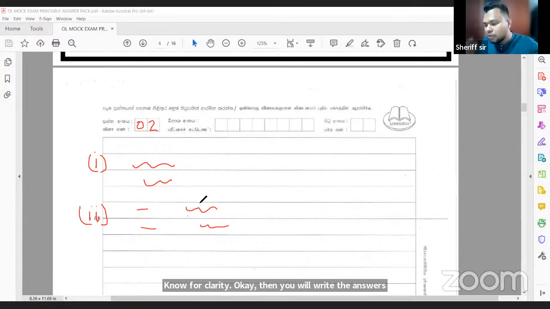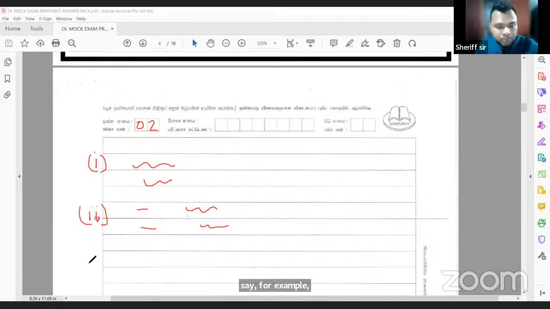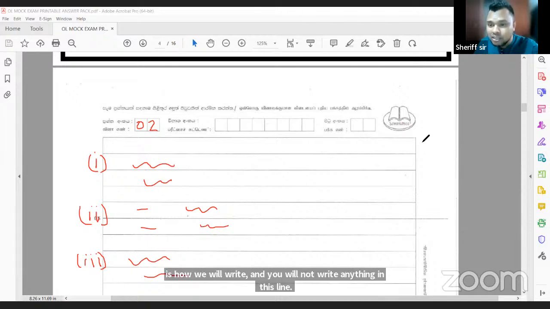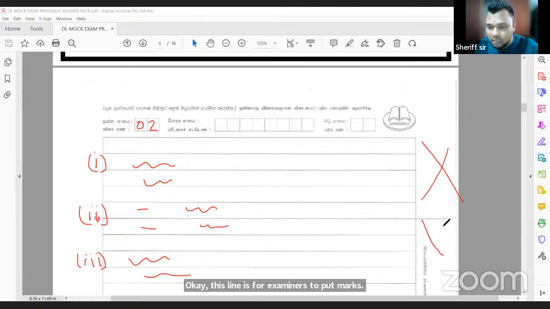Let's say, for example, write 2 types of sources of studying history. You use 2 bullet points for that. Then question number 3, you will leave something like this and write it here. So this is how you will write, and you will not write anything in this line. This line is for examiners to put marks, so don't write anything here.